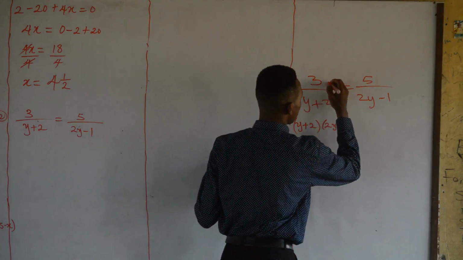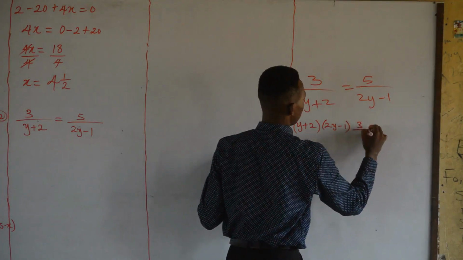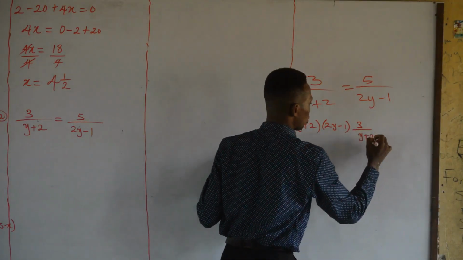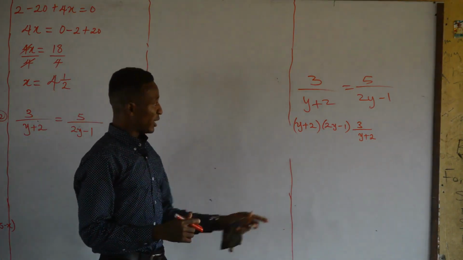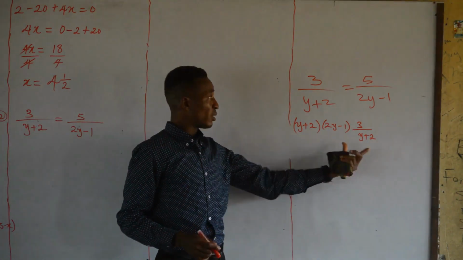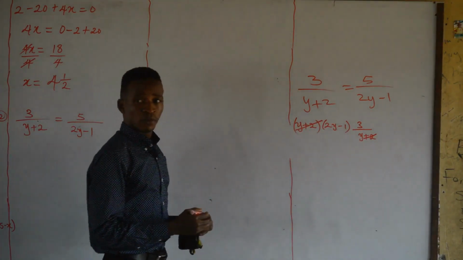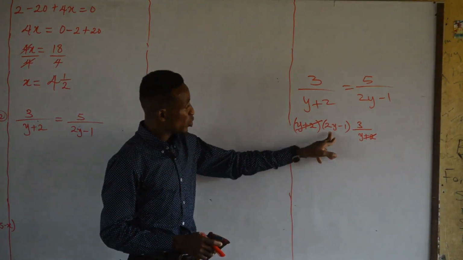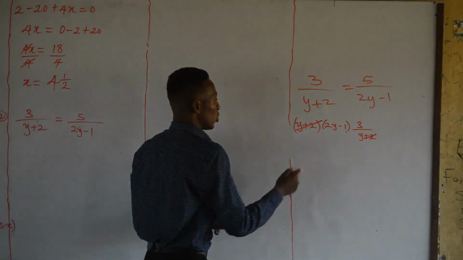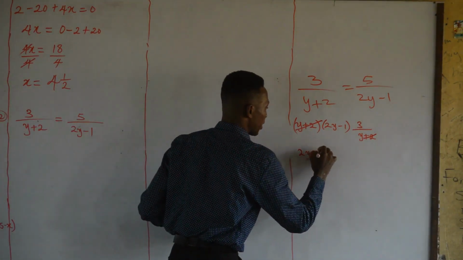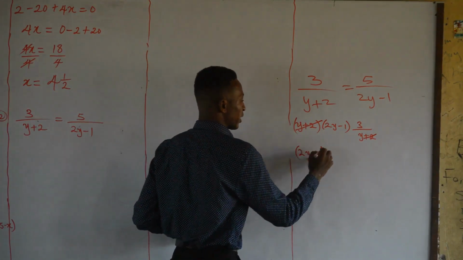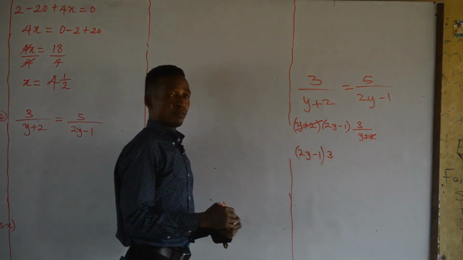So I will now use it to multiply each value. Multiplying the first value, which is 3 over y plus 2, let's multiply this and see what we are going to have. When you multiply, this automatically cancels out this. When it is cancelled out, you are left with 2y minus 1. So I write 2y minus 1, that is still inside brackets. Then I'm having my 3 here.